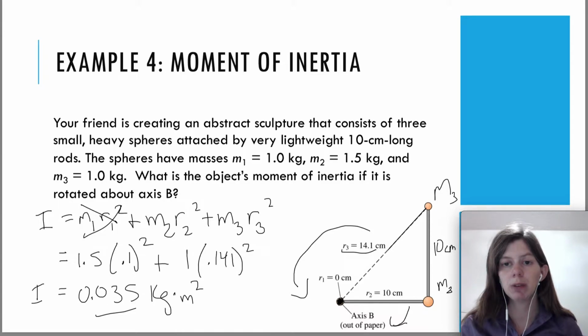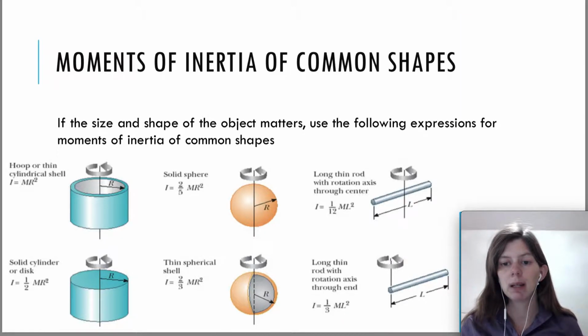So I'd like to finish up this video with this last slide here. And what this one is saying is that if you cannot treat your objects as particles, if you actually care about the size and the shape of the objects, then you cannot use mr squared to find a moment of inertia. It turns out that you need calculus to find the moment of inertia of these extended shapes. So we don't use calculus in this class, so we're just going to accept all of these expressions for the moments of inertia of different shapes.